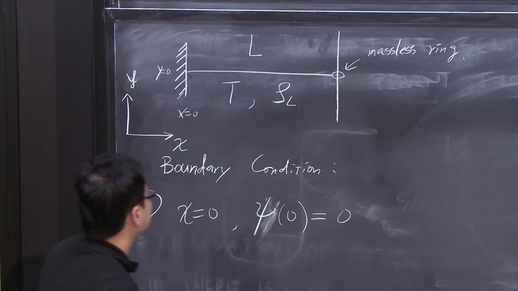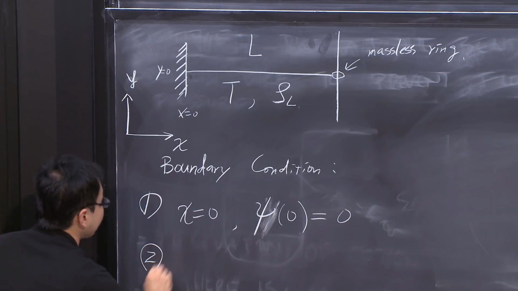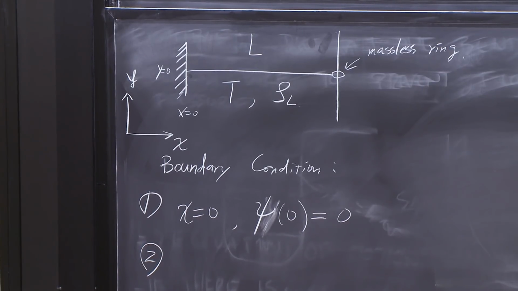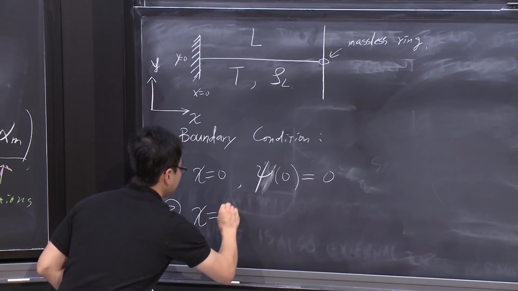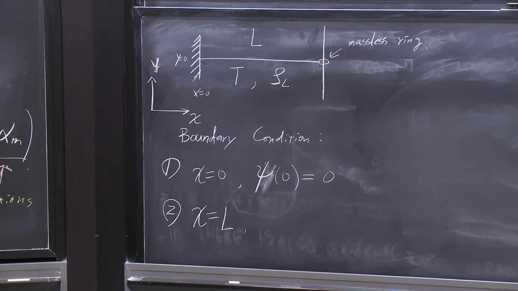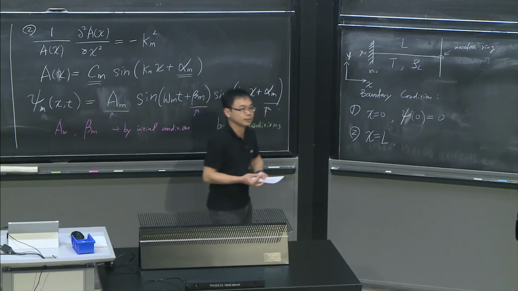Apparently, there's another boundary of this system. The other boundary condition is actually happening at x equal to L. What is actually the boundary condition? Can somebody help me? Yes. The derivative of the psi is equal to 0. Okay, so we will explain to everybody why that is the case.